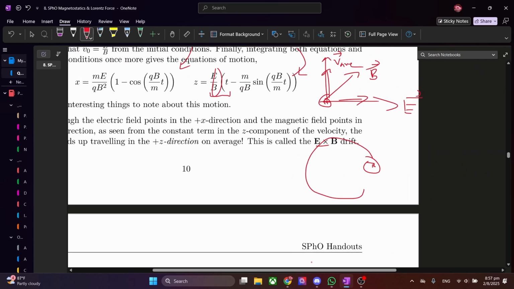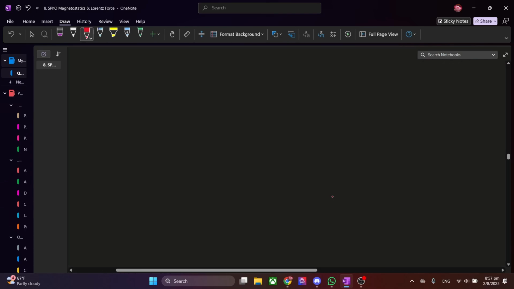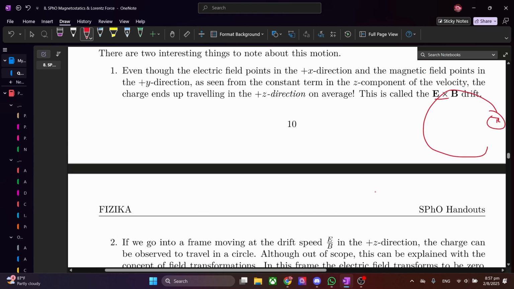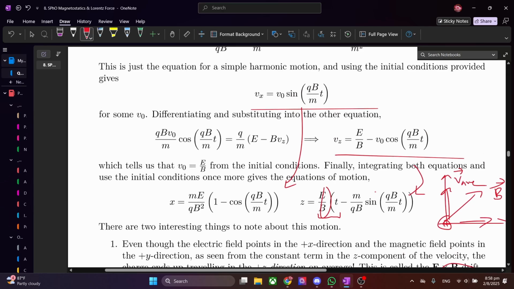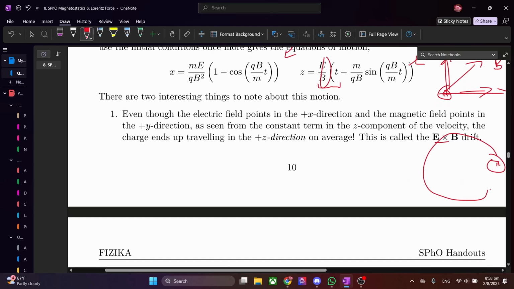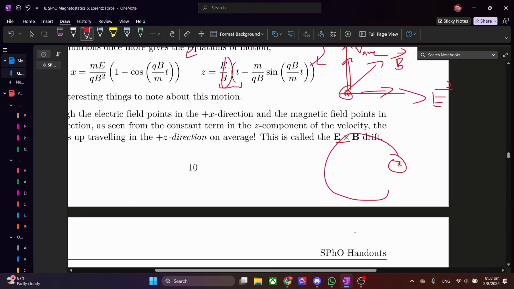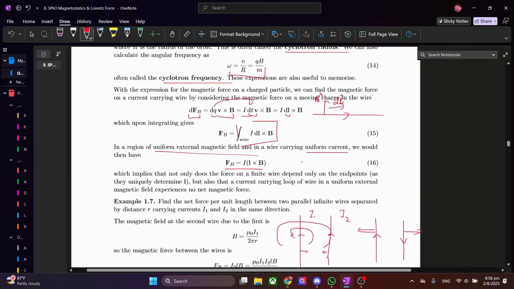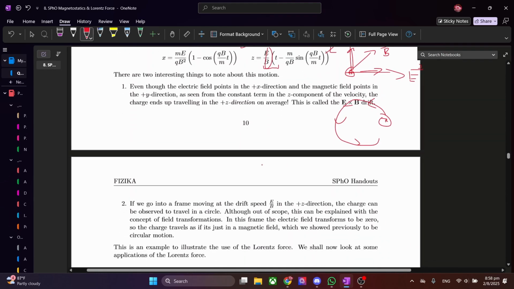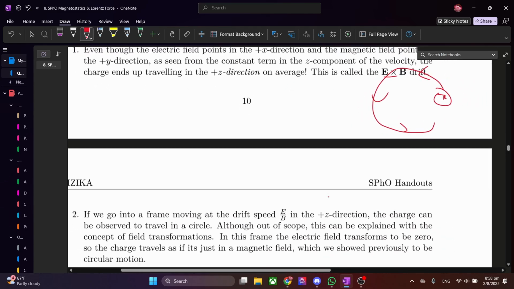Yeah, and it's sort of out of scope to explain, but you can explain the concept of field transformations, where if you move in a frame, your electric and magnetic fields may actually change. So in this frame moving with the drift velocity, your electric field actually becomes zero, and your force is basically purely magnetic, which causes this orbit in this frame, which is what I mentioned just now. So it's a bit out of scope, but that's just something to know.